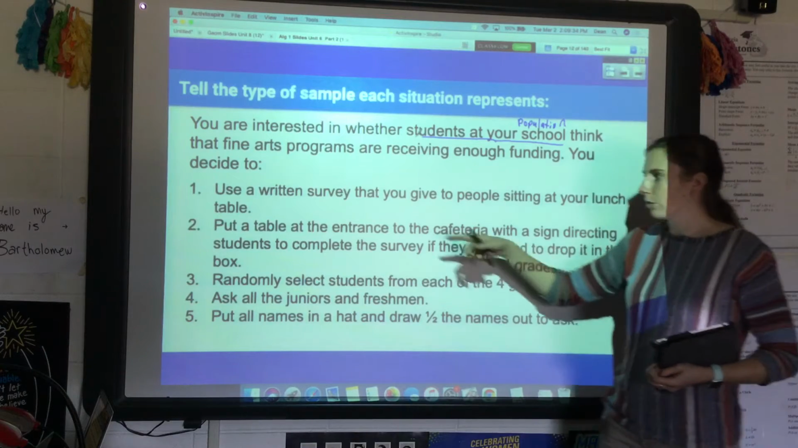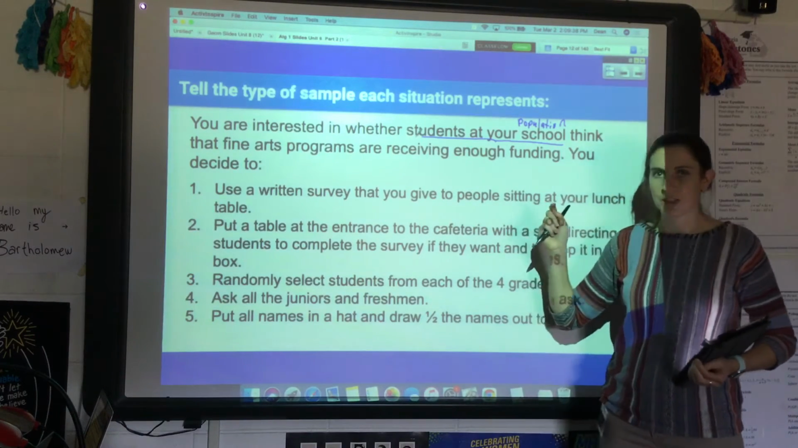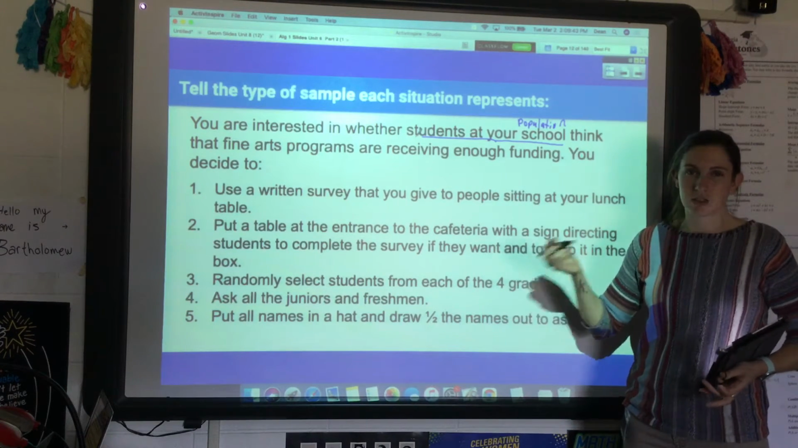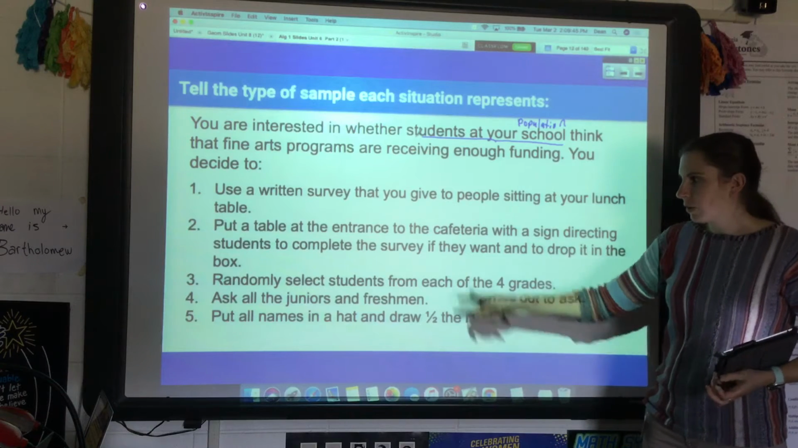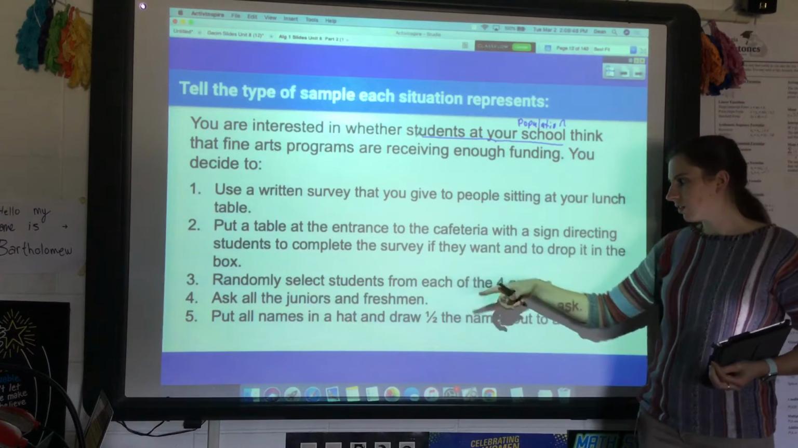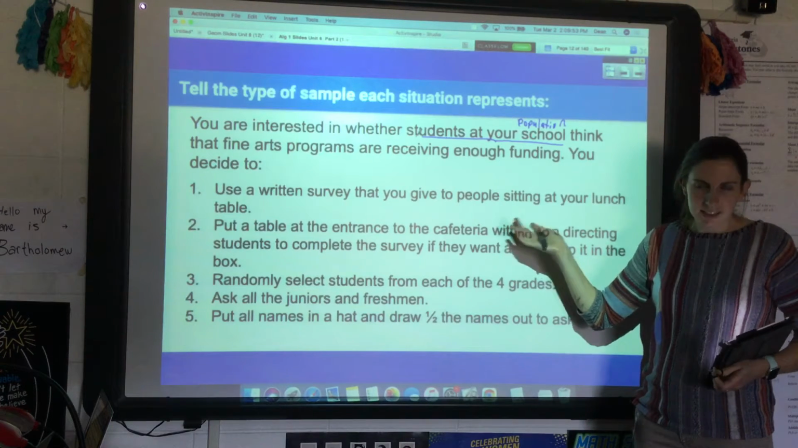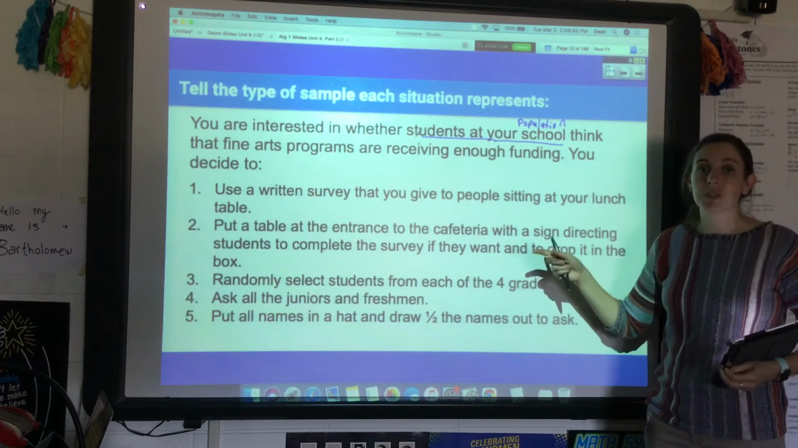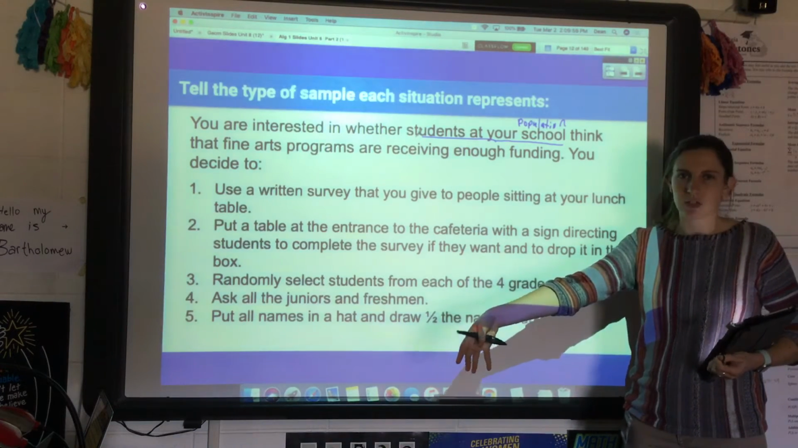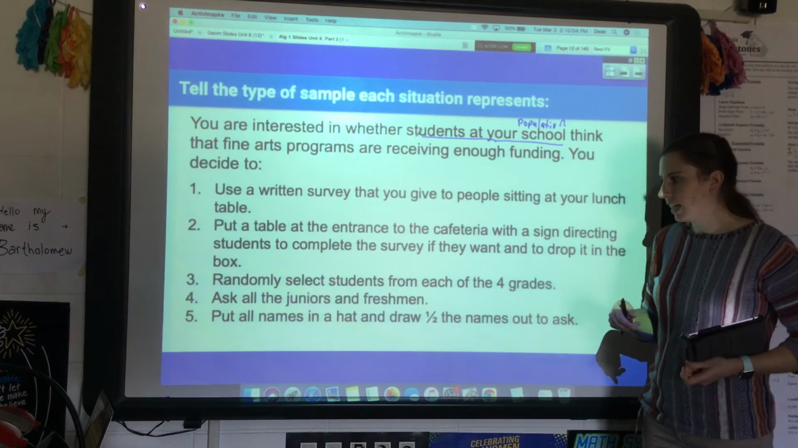So you use a written survey that you give to people sitting at your lunch table. This would be a convenience sample, just people who are convenient to you. If you put a table at the entrance to the cafeteria with a sign directing students to complete the survey if they want, and to drop it in the box. This is also maybe a convenient sample, it's pretty convenient. It's also self-selected. They can volunteer to go up to the table, but they don't have to. And so that's a self-selected study.